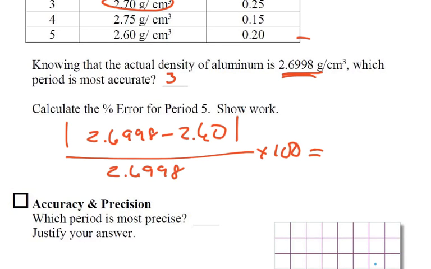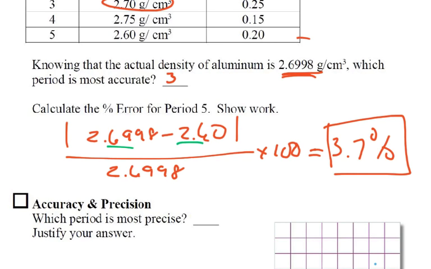So I'll take a second and calculate. And when I do that, I get a value of 3.69. I was going to call that 3.7%. So again, all I had to do was go back and subtract this value and this value, see how far I'm off, divide by the true value, and then multiply that answer times 100.